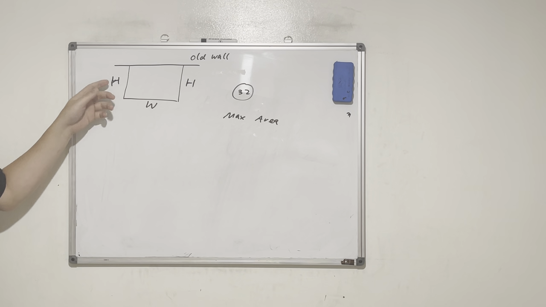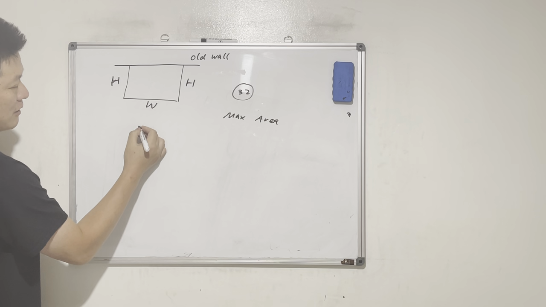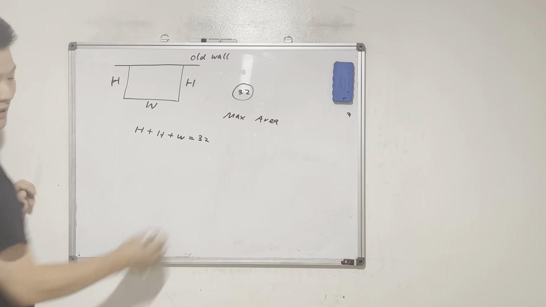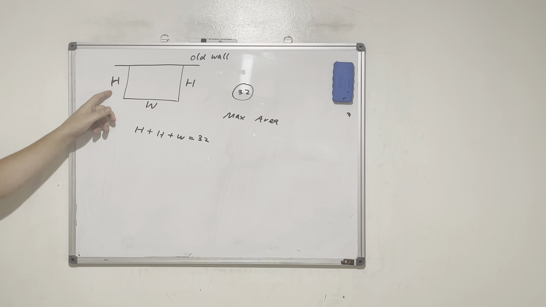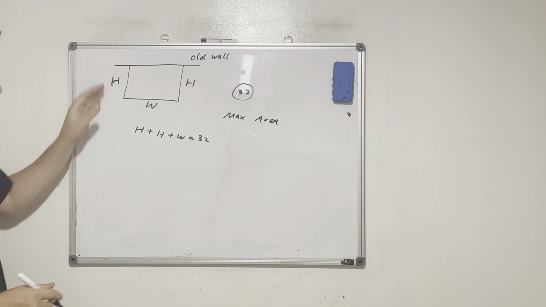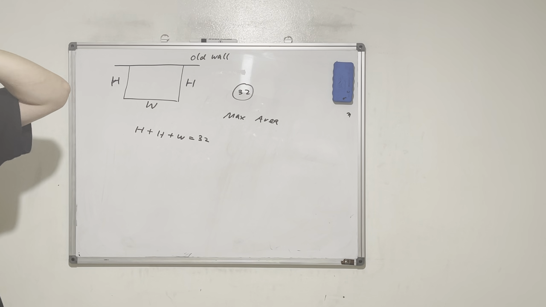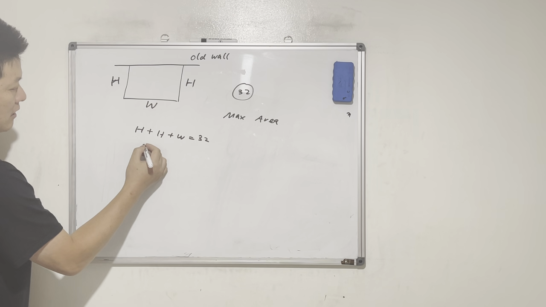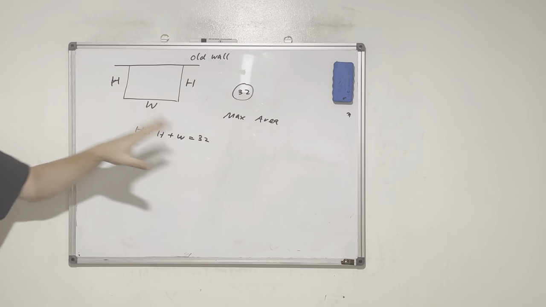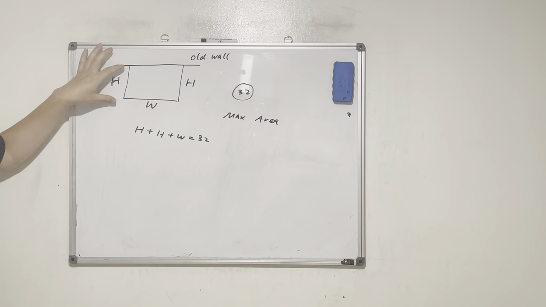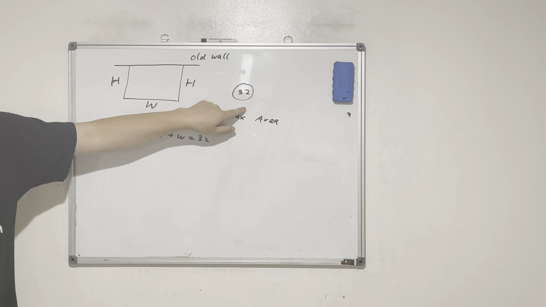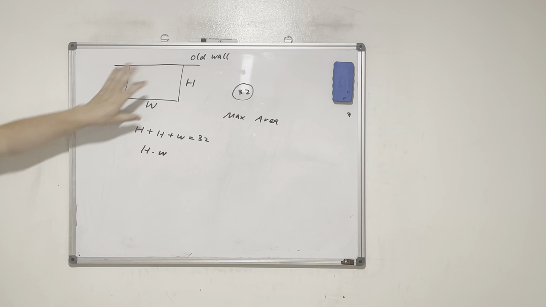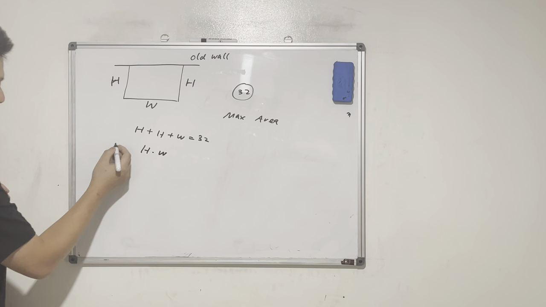So what can we get with the 32? H plus H plus W equals 32, right? And we want to maximize the area of this rectangle. No, the area, not the length. The length is these three pieces added together, 32. The area is H times W, including the old wall. So we want to maximize this.